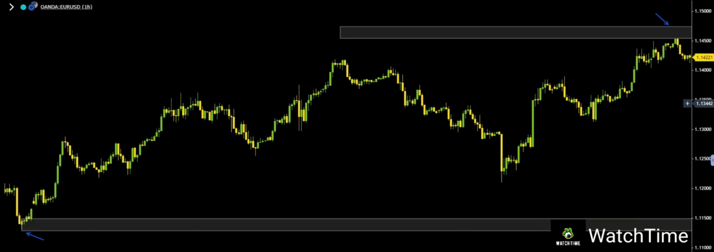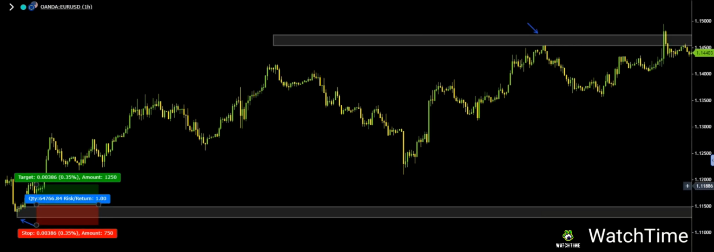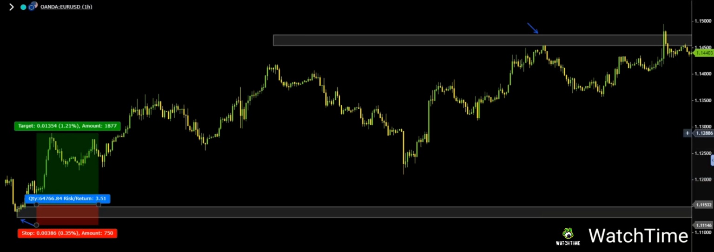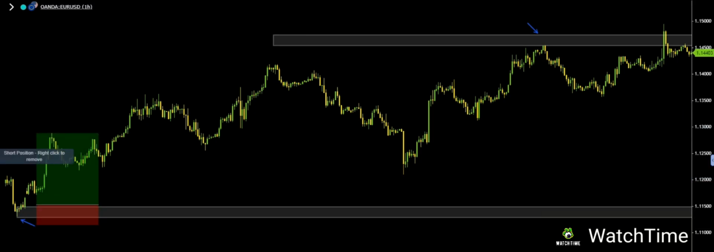Keep an eye on larger time frames. If you're trading a smaller time frame, like the 15M or 30M, always check the larger time frame for confirmation. A zone on the daily chart is much stronger than one on a 5M chart, and this can help prevent you from trading weaker zones on lower time frames.